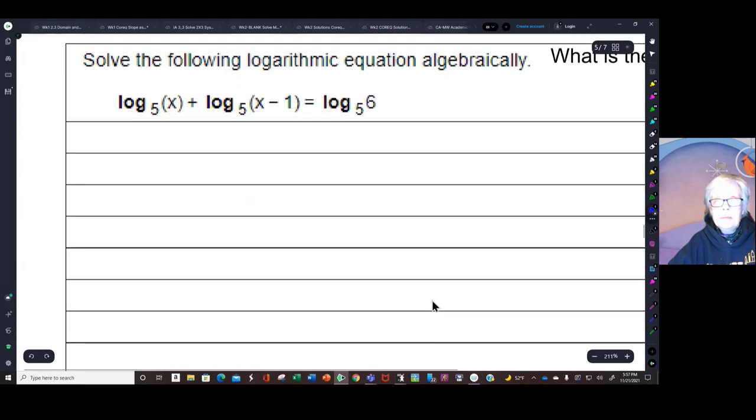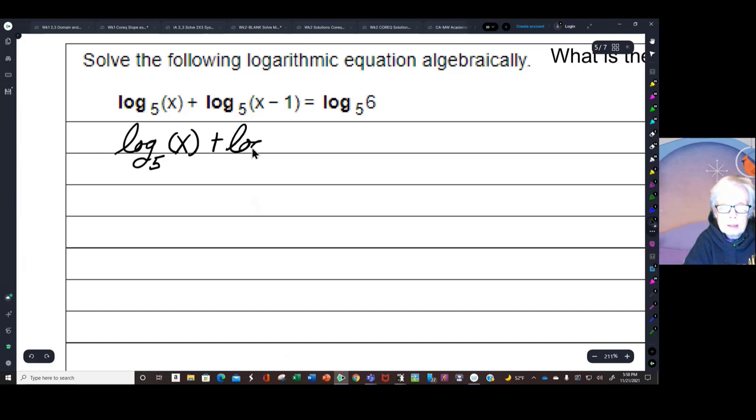Another one. Ooh, and we're gonna be using the principle, the property of one-to-one functions. Here we're gonna use the product rule. All right, let me write it out. Log base 5 of x plus log base 5 of x minus 1 equals log base 5 of 6.